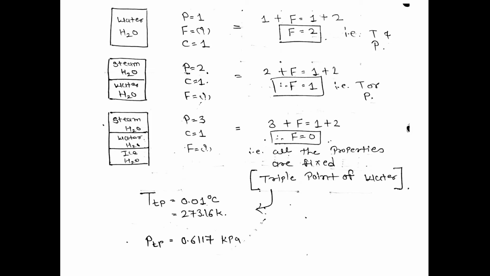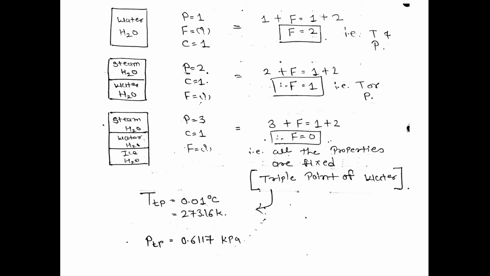But if three phases of H2O are available, steam, water and ice, then the composition is only one because all are H2O, and phases are 3, so the degree of freedom F is going to be 0. That is, all the properties are fixed, and it does not need any properties to describe it because all the properties are fixed over here. So this is the triple point of water.